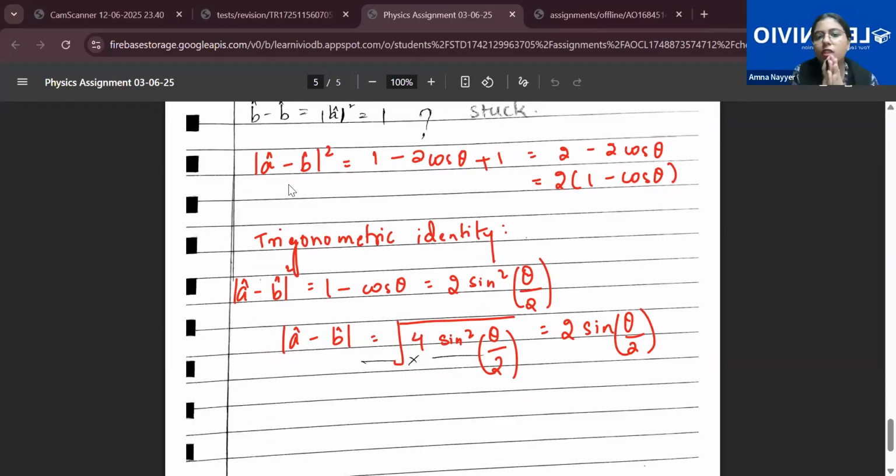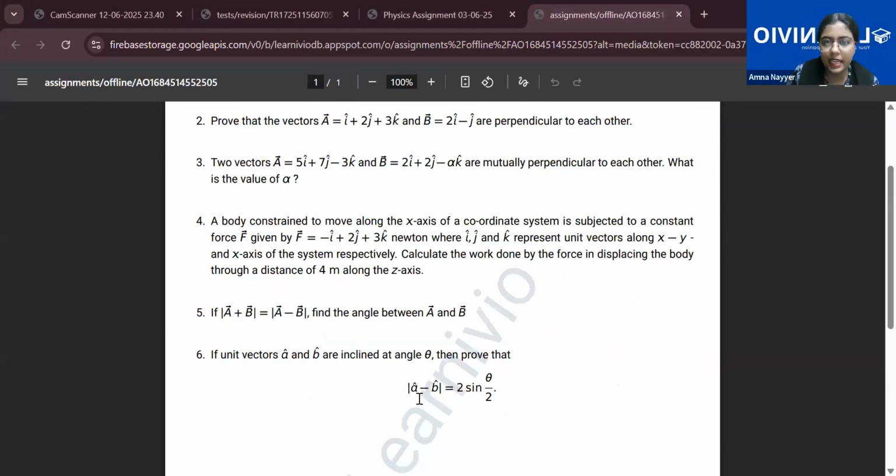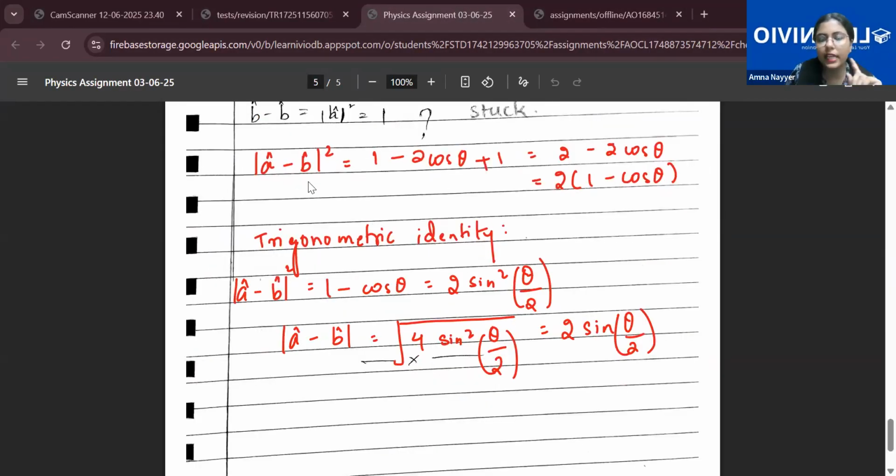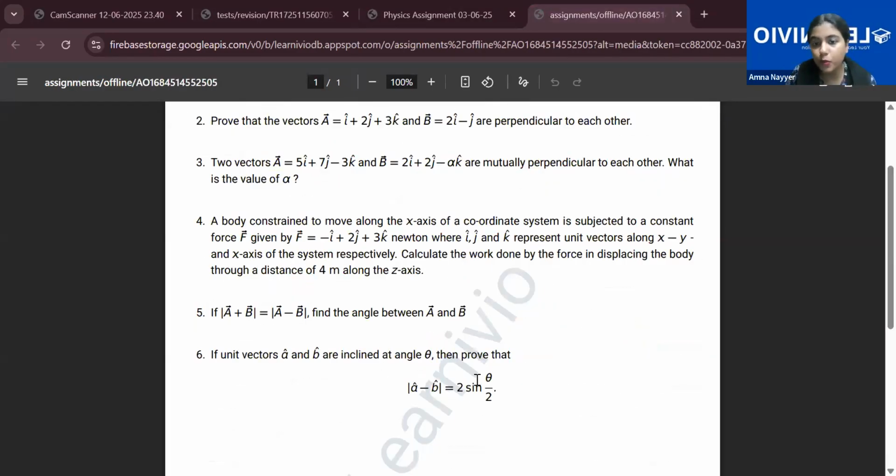You take both the vectors' magnitude and you square it. What did the question say? The question said a minus b. Correct? The question has said to take a minus b, so we'll also take a minus b and we'll square it. Okay? What is written on the other side? We have to prove it. We have to get 2 sine theta by 2 somehow. This is what we need to get.